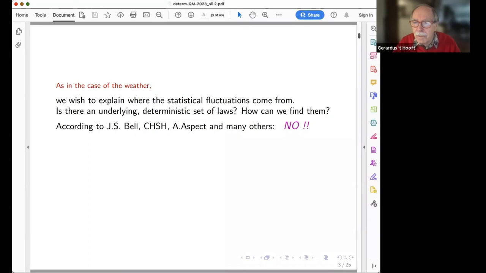So, according in particular to John Stuart Bell and many others, and Aspect, who actually did the experiment, they say, no, it doesn't work. You cannot predict the future from what you know now. No matter how accurately you describe, no matter what kind of data, it will not work. They give a so-called no-go theorem.